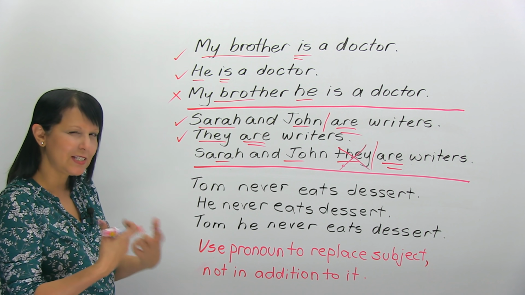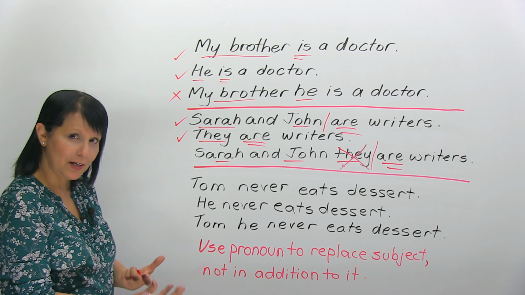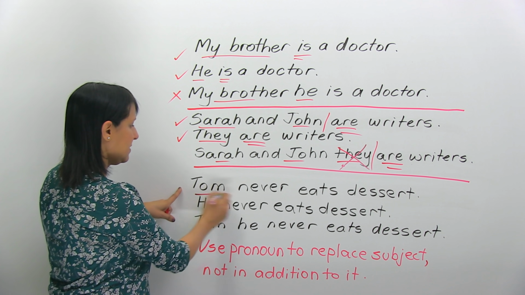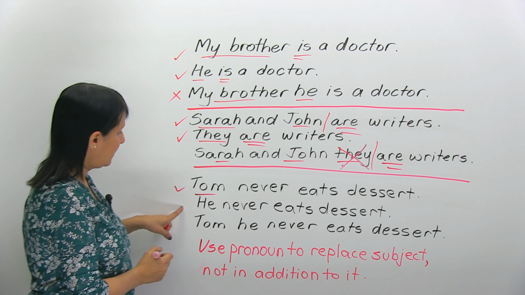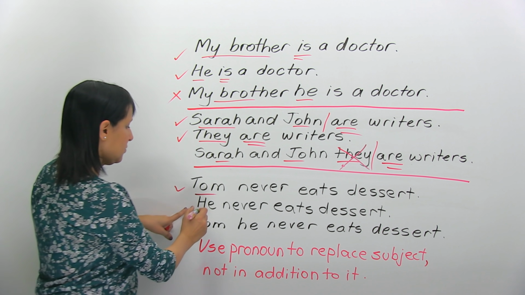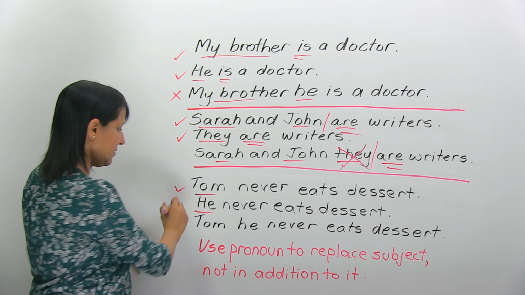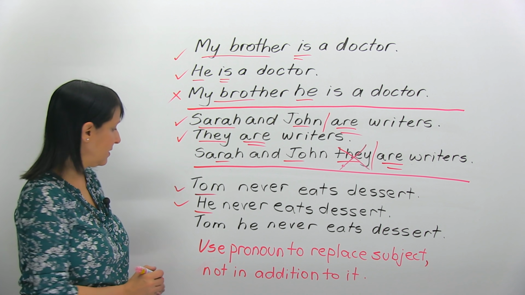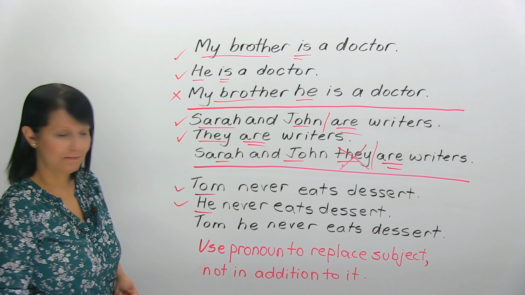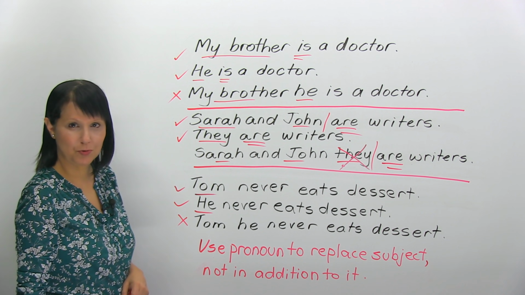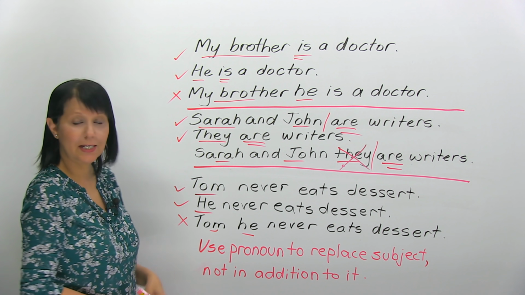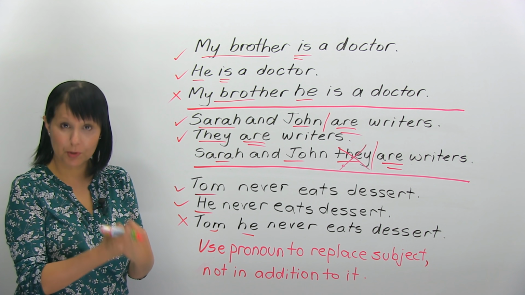Let's look at another example, okay? Now that you, I think, understand what's going on, you will see it before I do. So here we could say, Tom never eats dessert. Tom is the subject. That's fine. Here, instead of saying Tom, we use the pronoun he. So he never eats dessert. That's fine too, only one subject. And here we said, Tom, he never eats dessert. Is that right? No. By now, you know that's wrong. Why? Because we had Tom and we had he, and we can't do that because Tom and he are the same subject, the same person.